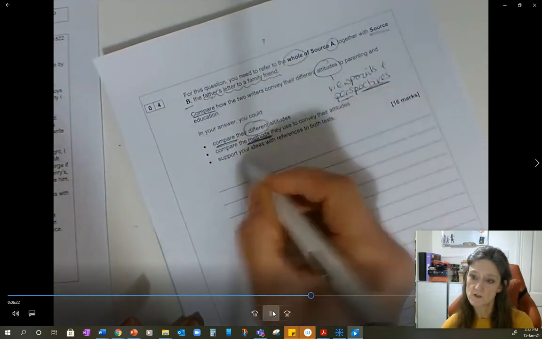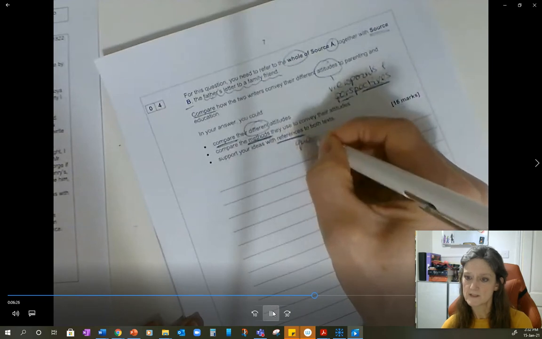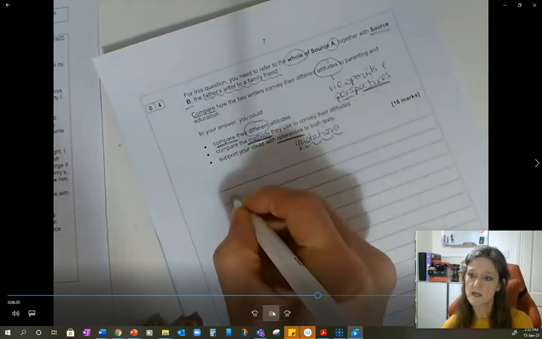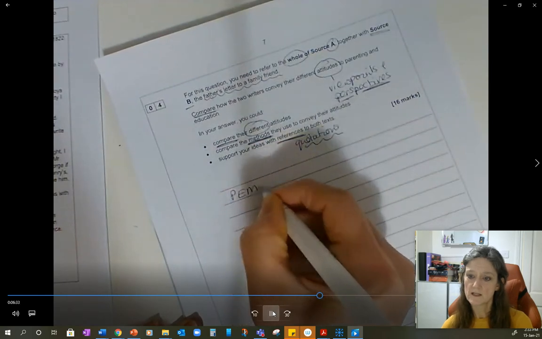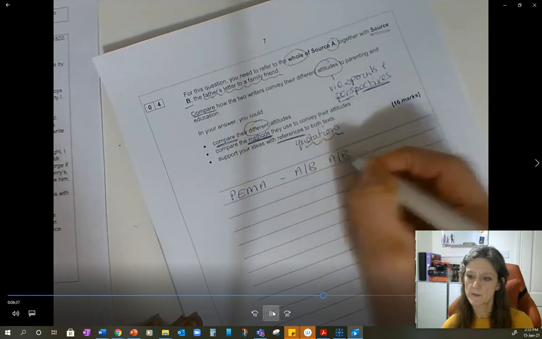Compare the different attitudes. We're looking for differences. Good. Compare the methods. So we need methods. And support your answers with references to both texts. That's quotations. Good. What technique are we going to use? PEMA. Okay. PEMA, AB, AB, AB.